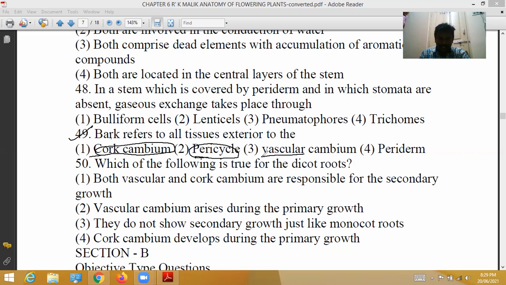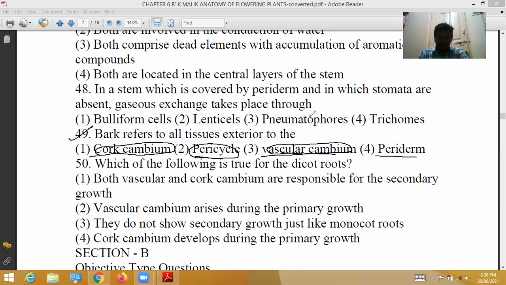So vascular cambium. Bark refers to all the tissues exterior to the vascular cambium. Periderm is not it. Bark is a non-technical term given to all the tissues outside the vascular cambium. Down the bast means below the phloem, that is up to secondary phloem.